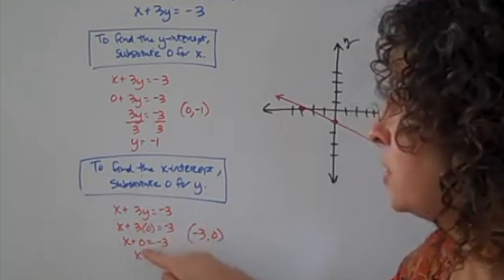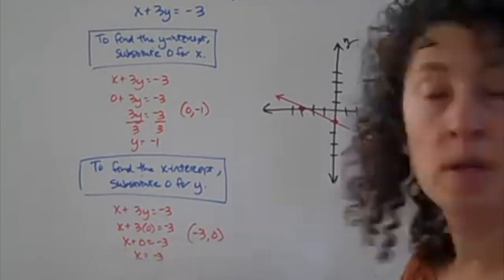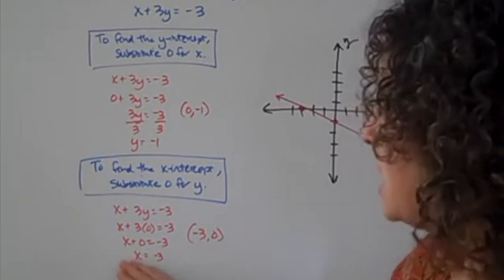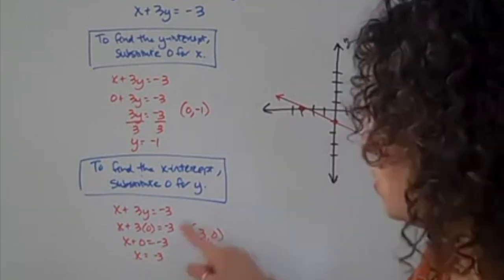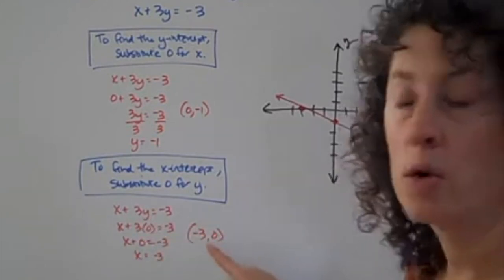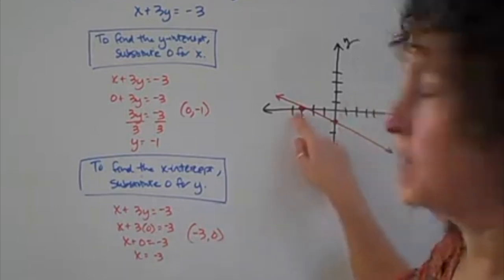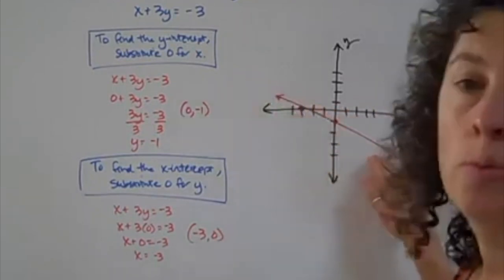When I do the math here, 3 times 0 is 0. X plus 0 is just plain old x. I don't really need to do any more work to get the x by itself. X equals negative 3. So my ordered pair, since x is negative 3, and I use 0 for y, is negative 3, 0. Here's negative 3, 0 on my x-axis. And I'm going to draw a line through those 2 points.